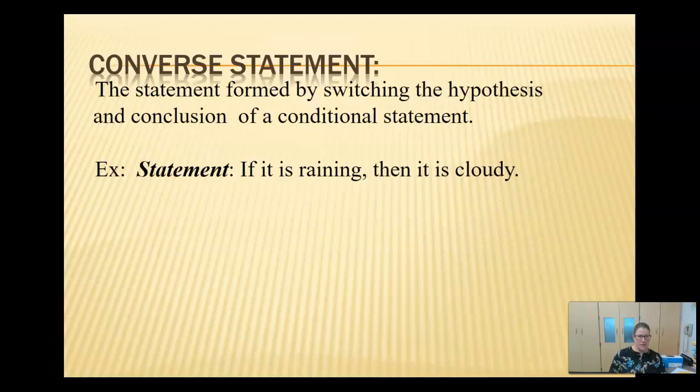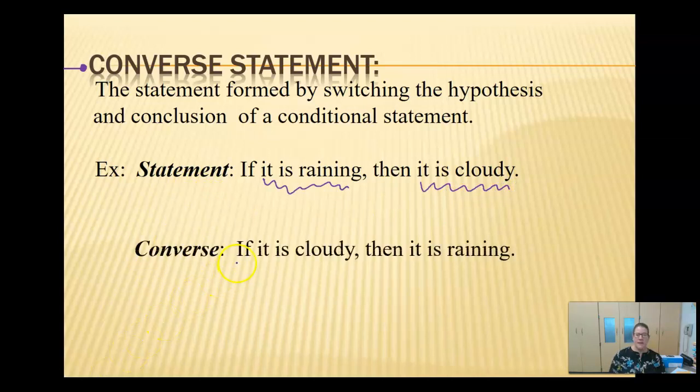Okay. So these conditional statements, we can also transform a little bit, and we can find the converse of these statements. So the converse statement is formed by switching the hypothesis and the conclusion of the conditional statement. So if my conditional statement is, if it is raining, then it is cloudy. Here's my hypothesis, it is raining. Here's my conclusion, it is cloudy. So to form the converse, I would switch them, and it would become, if it is cloudy, then it is raining.